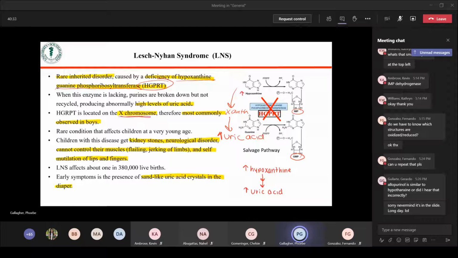Know that this is linked to your X chromosome, and therefore, because boys only have one X chromosome, you'll see it more often in boys. And kind of memorize some of these symptoms in case she uses it in the test for you to identify this. But I would say the sand-like uric acid crystals is probably one of the more important symptoms to remember, as well as like the jerking of the muscles and all that.